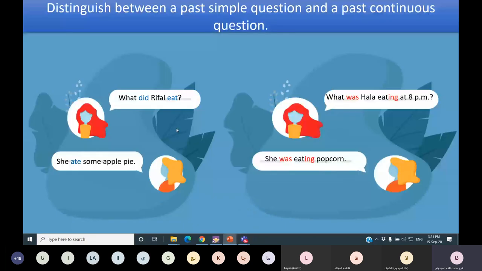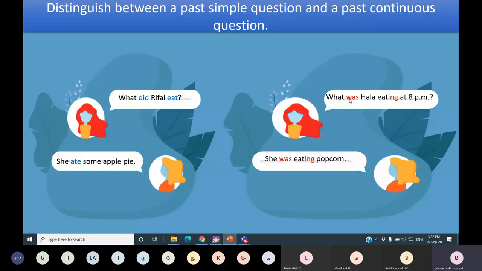Yes, Rifal. Rifal, can you compare between the first question and the second question? What's the difference? Was. Very good. Was in the second question. And what is there with the verb? ING. Very good, Rifal. So this is past continuous. What about the past simple? What do we have? Did. And the verb? Eat. Very good. Does it have ING? No, it doesn't. Very good.